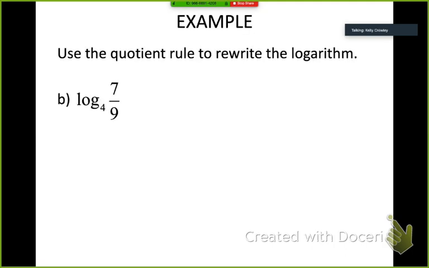So for this example, we have log base 4 of 7 over 9. You guys remember seeing this last year at all? Yeah, maybe. A little bit. So since I have 2 things being divided, it's going to be a difference of 2 logs. Keep the base the same, so it's going to be a log with a base of 4.